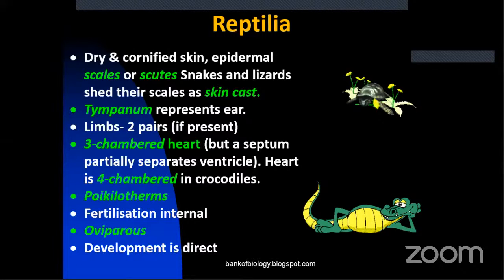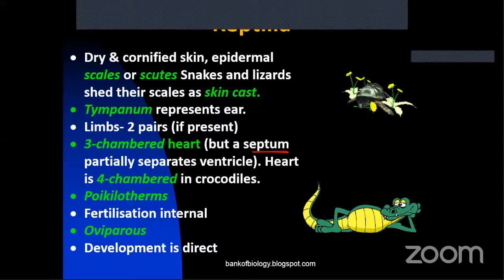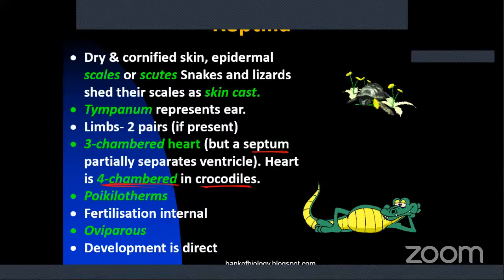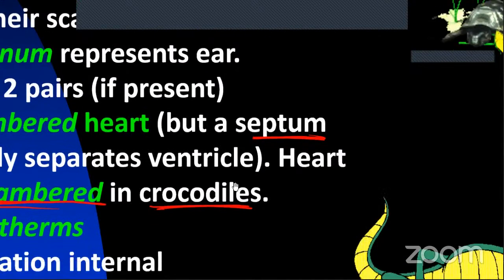Then three chambered heart. So the heart is three chambered, but in the ventricle, what is happening? There is a septum present, which will partially separate the ventricle. But the heart is four chambered in which one? Crocodiles. Very important. It's a unique one. It is four chambered in crocodiles, and they are poikilotherms. That means their body temperature will change according to the ambient temperature. Then fertilization is internal, which takes place inside the body, and they lay eggs. That is why they are called oviparous, and the young ones will resemble the adults. That is why development is direct.